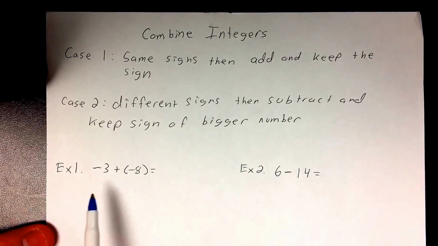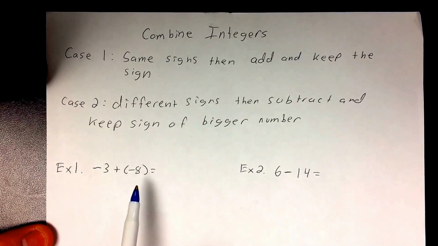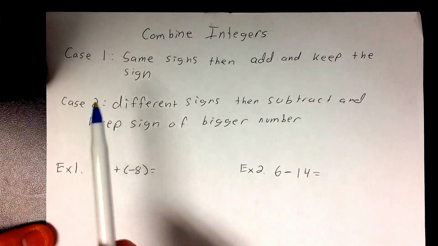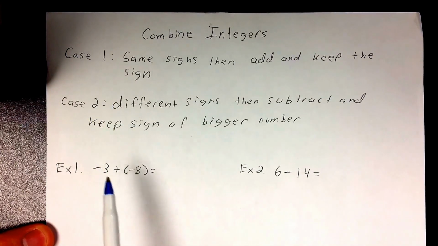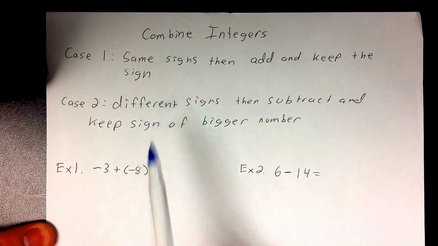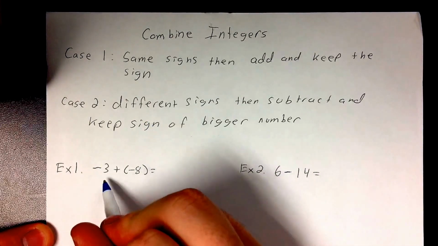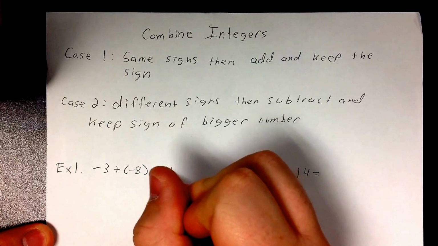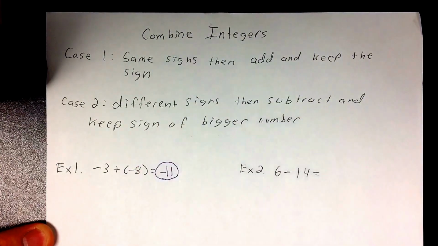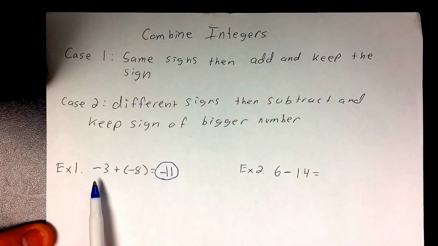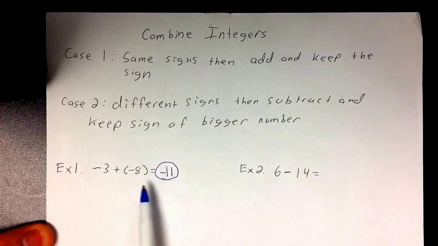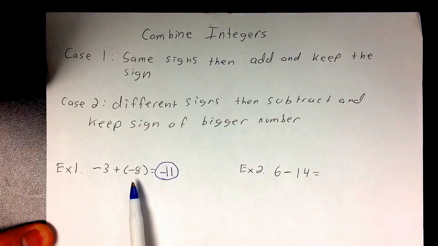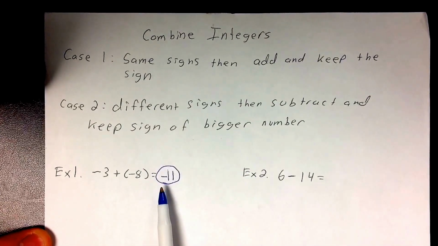So the first example, -3 plus -8. So again, I ask myself, which case is it? Well, these are both negative. So same sign, so I add them together and keep the sign. 3 plus 8 is 11, and I make it a negative because I'm keeping the sign. Another way to think about that is if I'm in the hole $3 and then I lose $8 more, then I'm also in the hole $11.